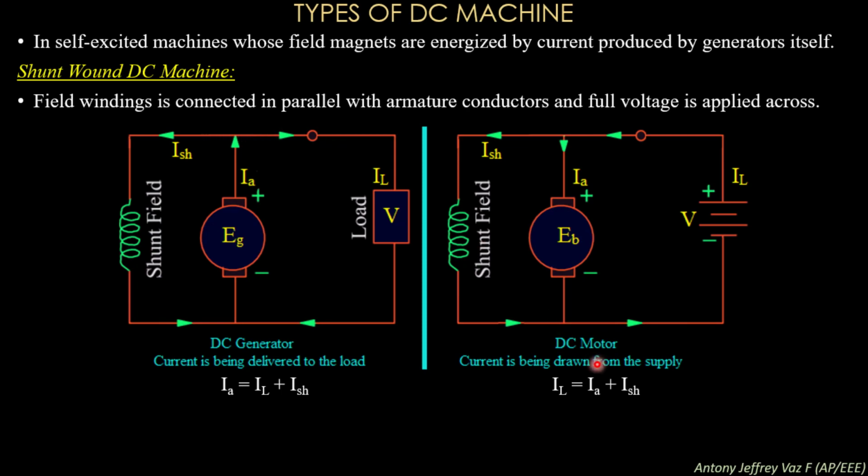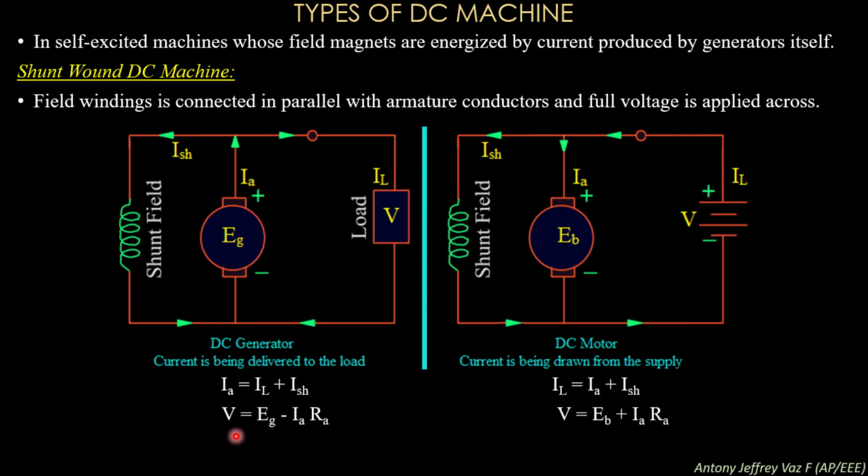Whereas for a DC motor, you are going to provide the voltage source. You have to give power to the motor. In this case, the applied voltage will be more, so the load current will be more. So IL will be equivalent to IA plus ISH. Here IA is the armature current and ISH is the shunt field current.